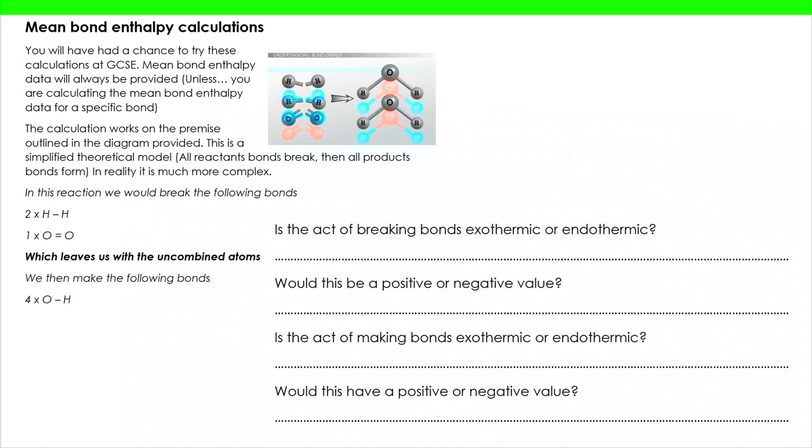And I'm going to put all of the answers up at once here, because we've already spoken about it. Breaking bonds is endo, that's a positive value. Making bonds is exo, that's a negative value. So now let's move on to the bond dissociation calculations that you will probably find familiar from GCSE.